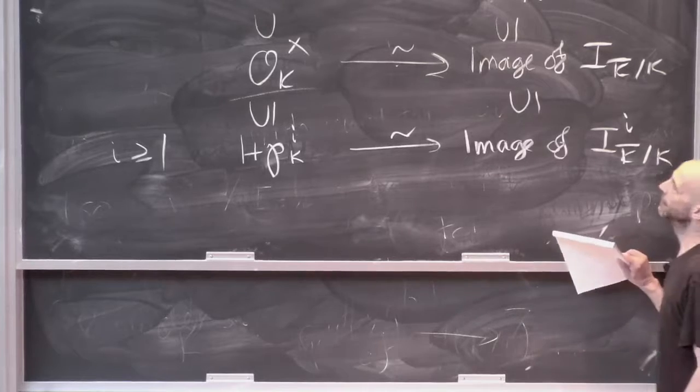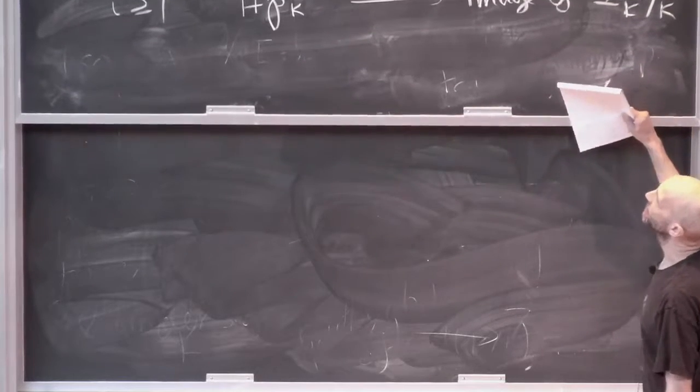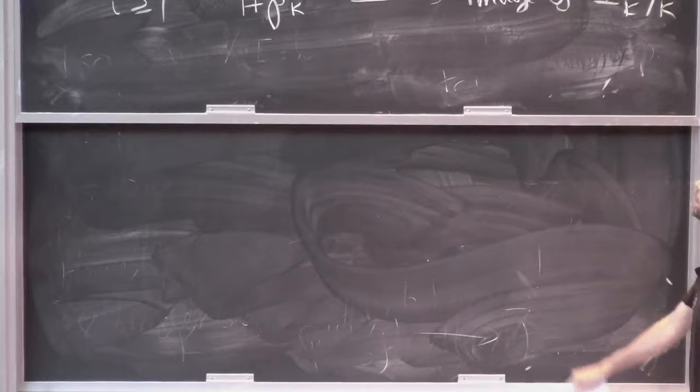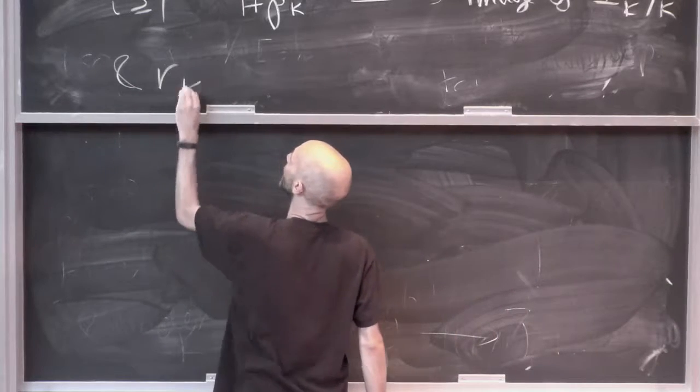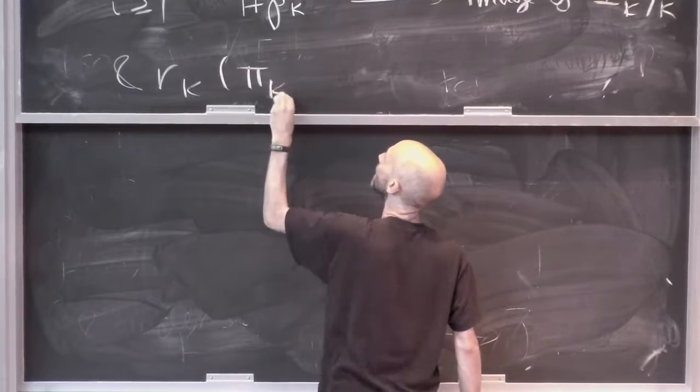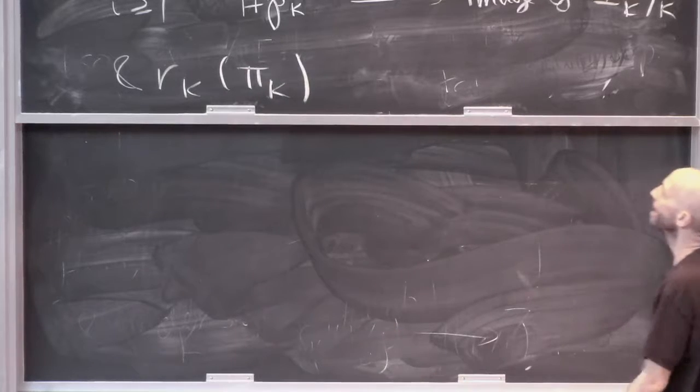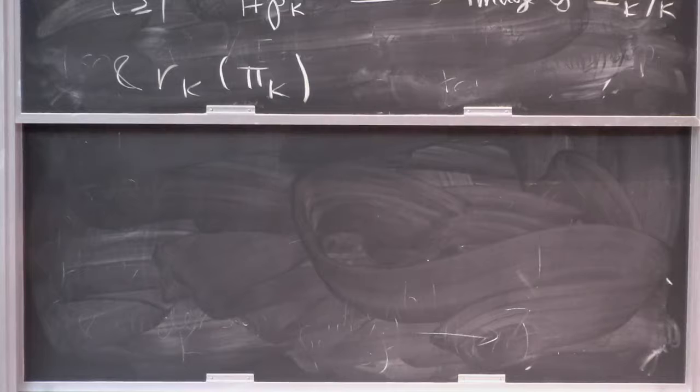So that's kind of cool. And now I should probably say that K contains π_K, right? R_K of π_K. π_K is some random element of K. There's no canonical one. This is kind of interesting, right?